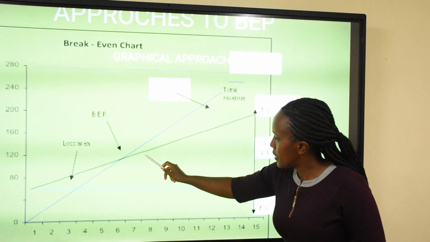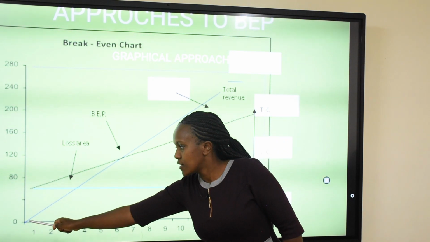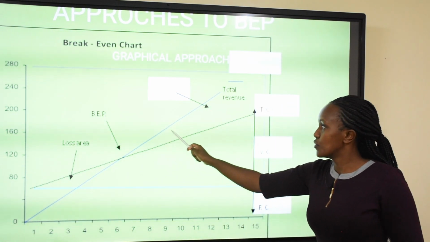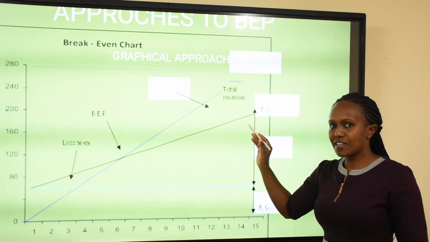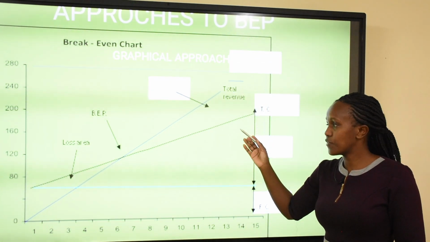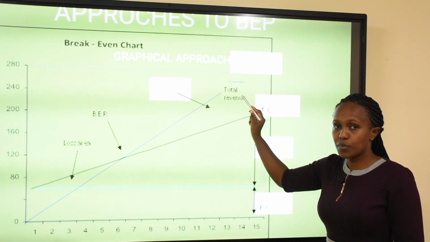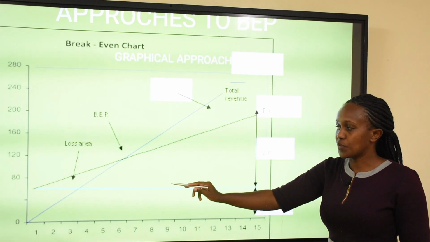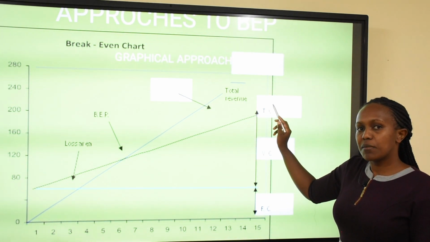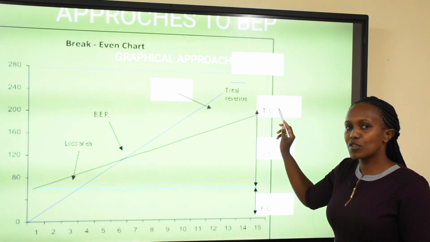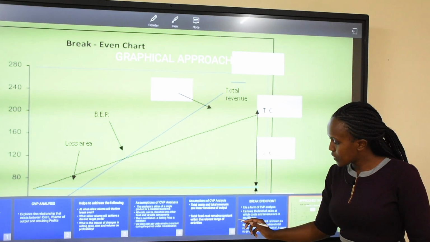The curve starting from 0 is the total revenue. Definitely, if you do not sell anything, then you have no revenue. Therefore, this total revenue curve starts at 0. But the total cost starts at a point above 0, because we have said that you have fixed cost, which is represented here.